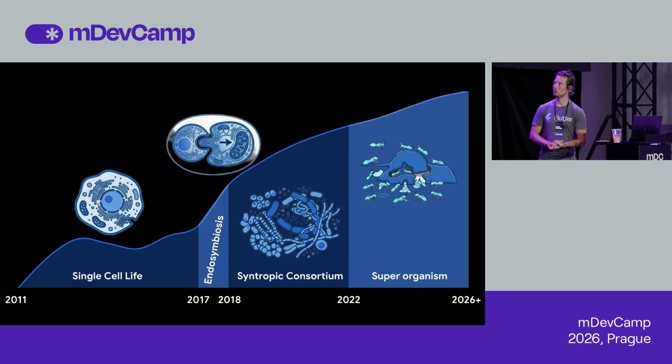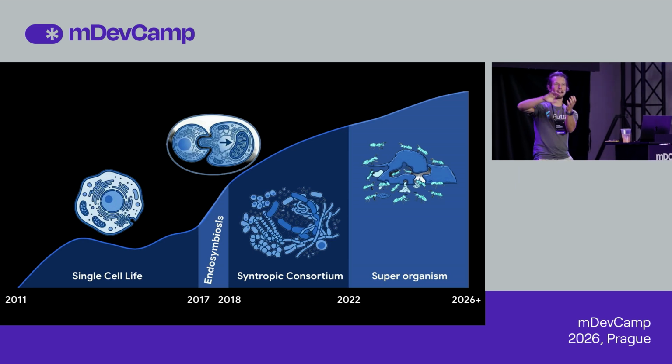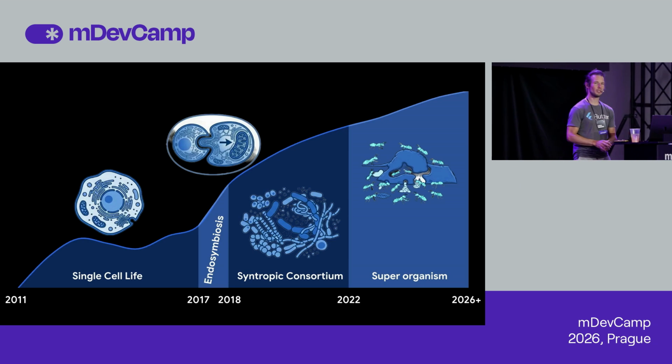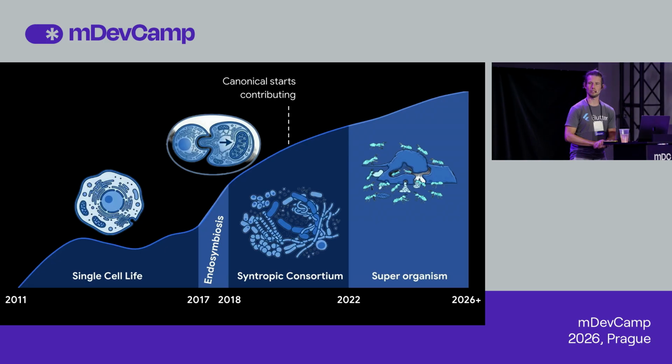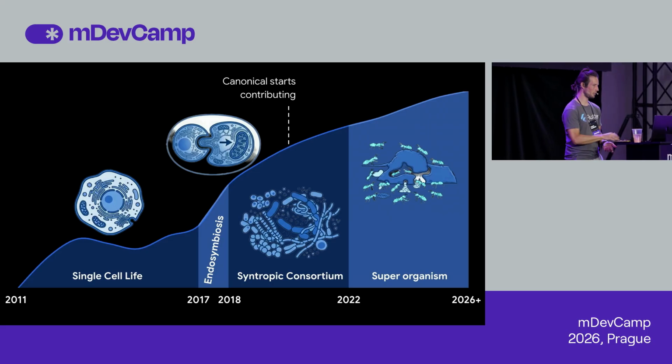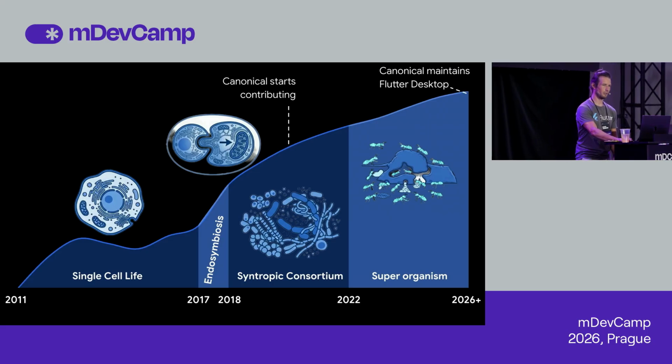And at the same time that these things happen outside Dart and Flutter, we also see that non-Google organizations start taking over pieces of Dart and Flutter. So in 2020, Canonical started contributing to Flutter Desktop. And if you saw the announcements last week at I/O, now Canonical basically maintains Desktop fully. So they own it.